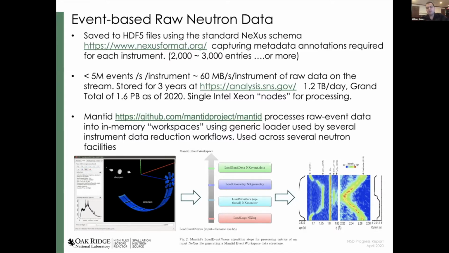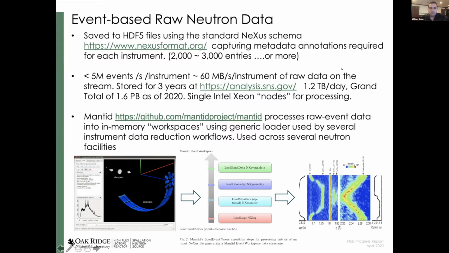This data is stored for 3 years, so users can go back and look at it in a cloud-based mode. And production rates are 1.2 terabytes a day, and a grand total of 1.6 petabytes as of 2020. So we're not talking necessarily HPC scales, but this is how a lot of the science is done using HDF5. And they use single big nodes for processing. We're not talking parallel nodes or MPI.